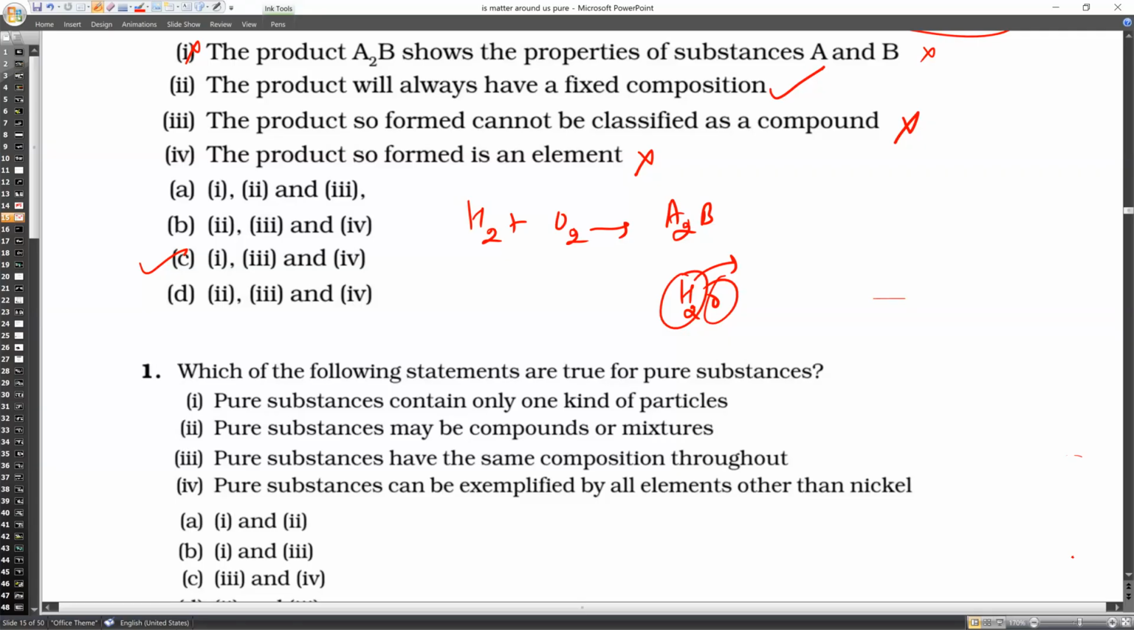So it is asking for the correct statements, the true ones. The fourth is false and the second is false. So one and third are correct. One and third, yes, B is the correct option. One and third is correct.